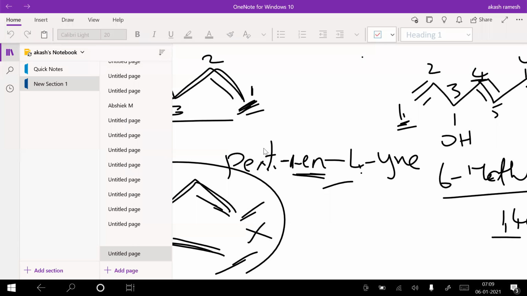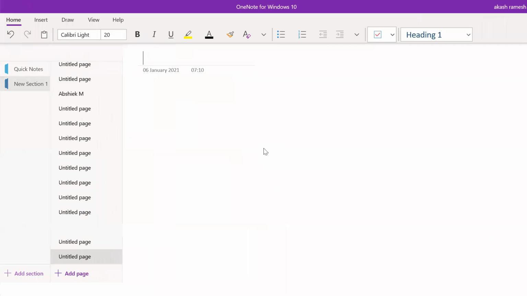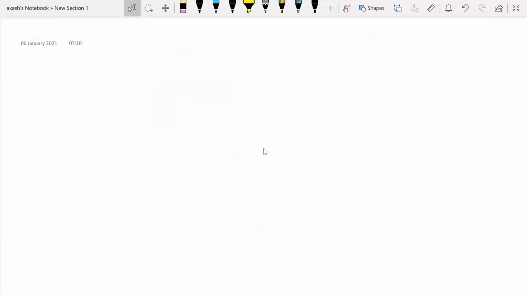So we'll see more examples for naming. Say if I have a compound like this, hope you remember the rules. Hope you remember the prefix names, suffix names of all the functional groups. Anyways, so we'll start.